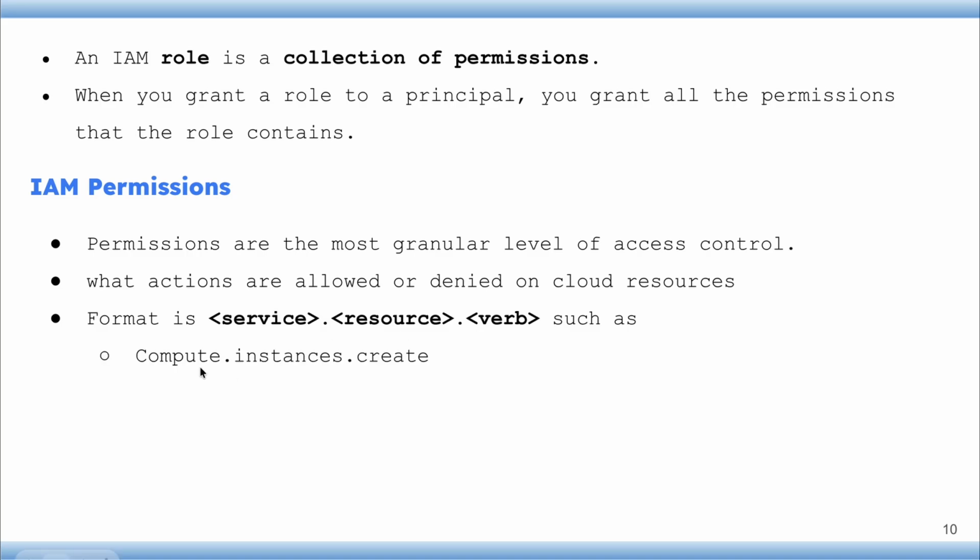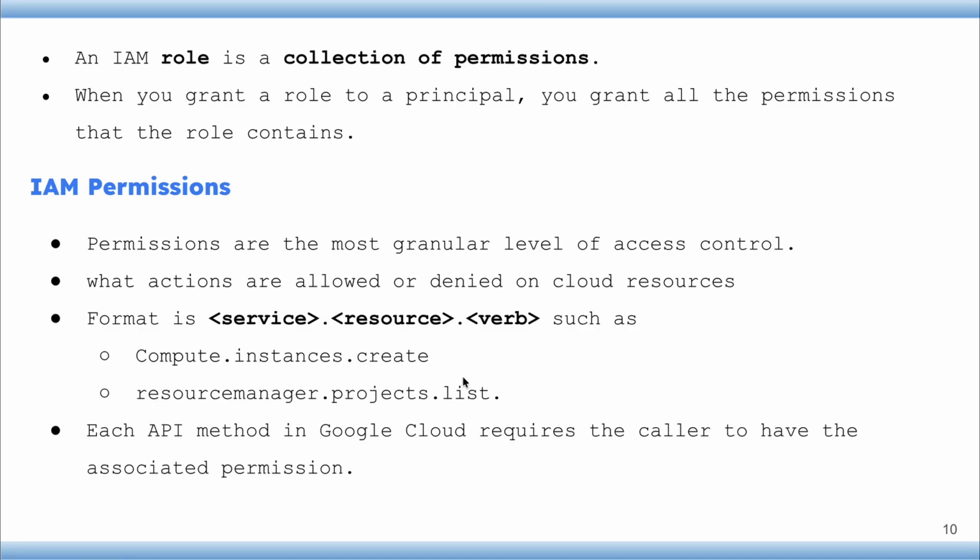And in this format service.resource.verb, for example, compute is the service, instances is the resource as part of compute, and the verb is what it can do: create, stop, or delete. The other example is resourcemanager.projects.list. Each API method in Google Cloud requires the caller to have the associated permissions. Permissions are written inside IAM policies as well, usually in a structured format like JSON. And permissions are the fundamental units of authorization in Google Cloud Platform. So this is what a permission is.